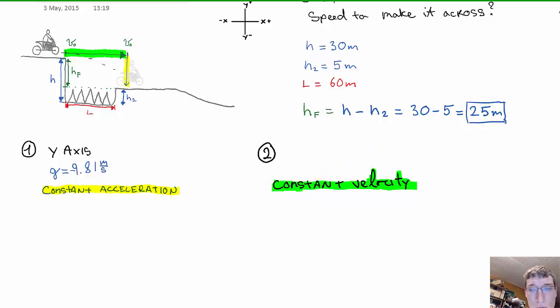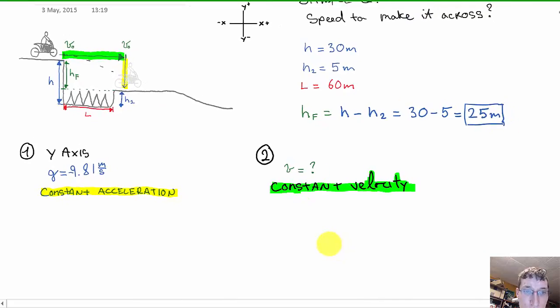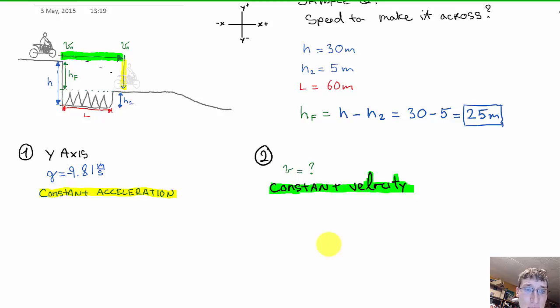Now I like to draw these out together. I don't like to solve them separately because we will be borrowing values from one another to help us untangle this problem. So in this case, we have our velocity. What's the speed? What's the velocity that he needs to make it over? But we do know some stuff. And we know that the change in x is going to be our length, which is 60 meters.